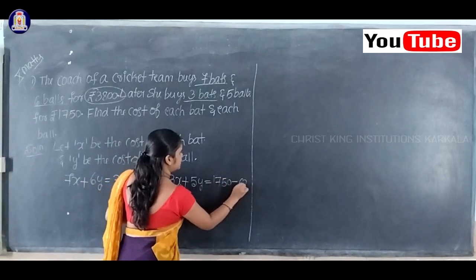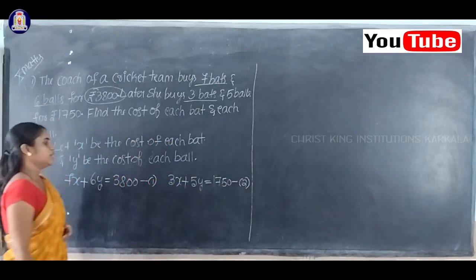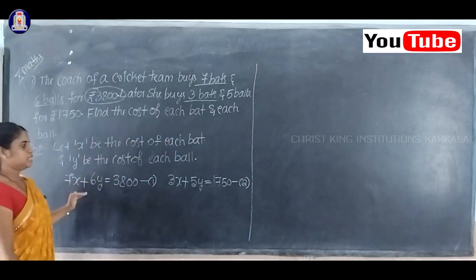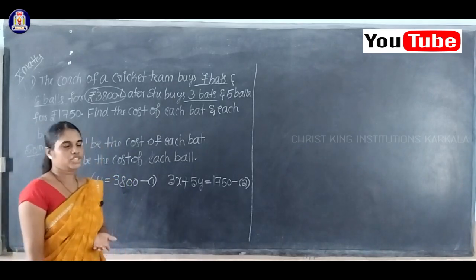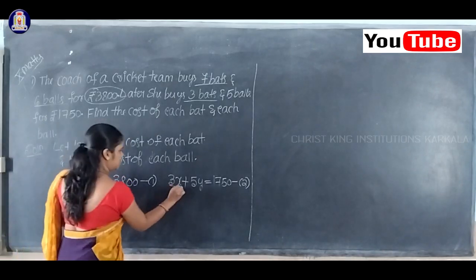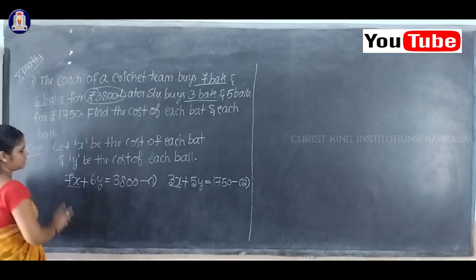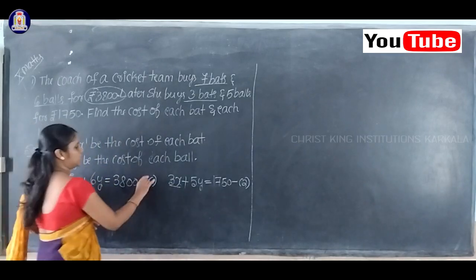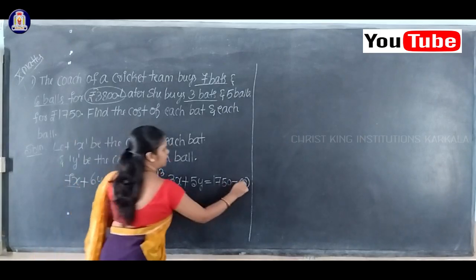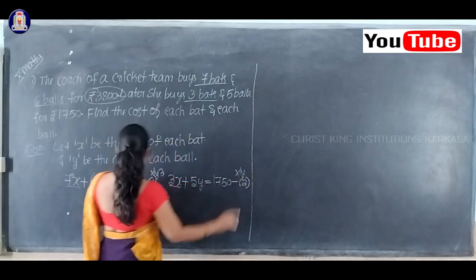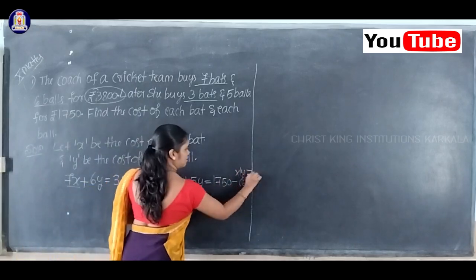1750. So consider it as equation number 2. Now we'll solve equation 1 and equation 2. We'll take the elimination method. The first term is 3x, the first term is 7x. So what to do? Multiply equation 1 by 3 and multiply equation 2 by 7.